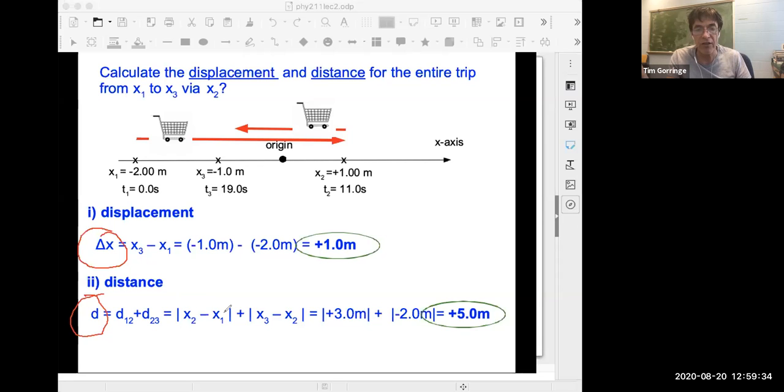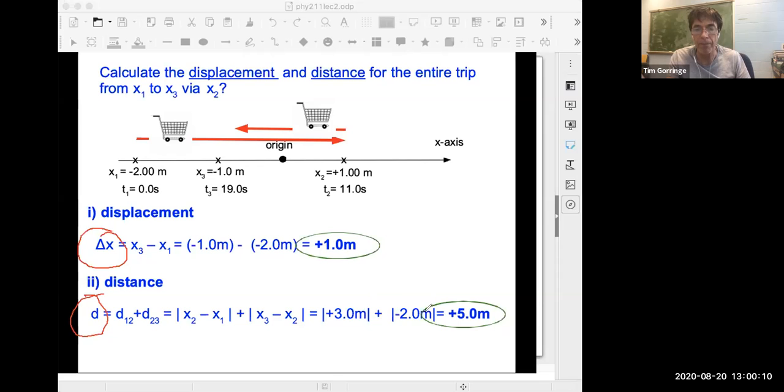The first contribution, the distance from the far left to the far right, that's the size of x2 minus x1. That's what the vertical lines mean. And then the path length for the second part of the journey from x2 to x3, that's the magnitude of that path length between the rightmost point and the final location. So the path from the left to the right is 3 meters. It's the length of this arrow here, the lower one.